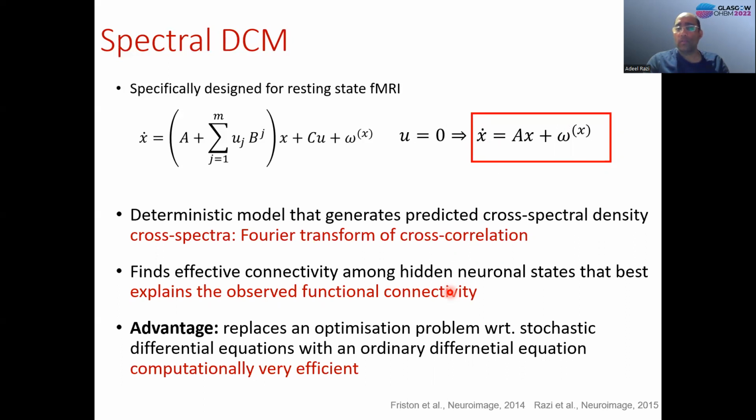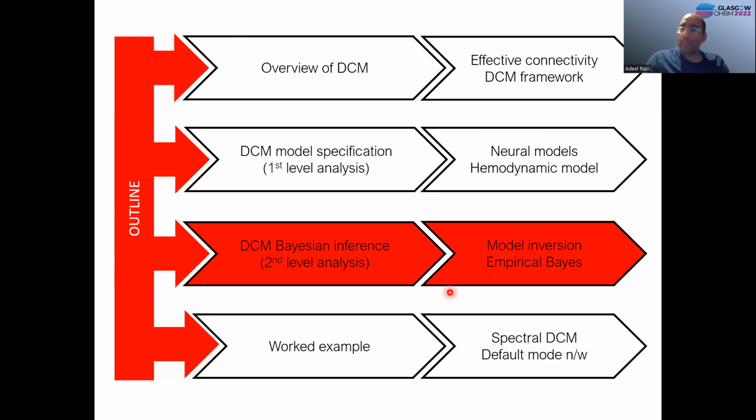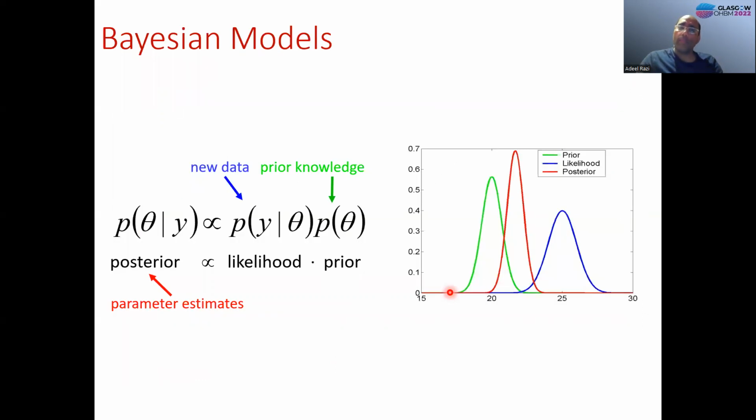There's another version called regression DCM, introduced by Klaas Stephan and Karl Friston and colleagues, which can actually invert models as big as hundreds or thousands of nodes. So this is a specific form of DCM used for resting state fMRI. Then once you have done a DCM fitting at the subject level, you want to do an inference at the group level, and I will just quickly show you a bit of this as well.